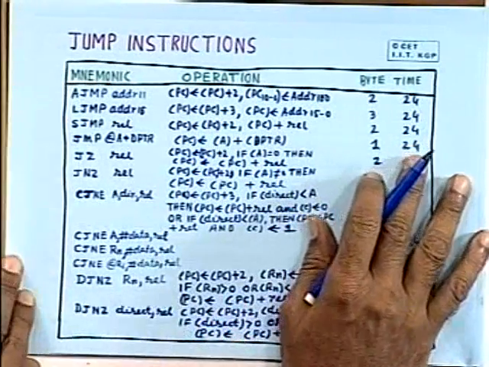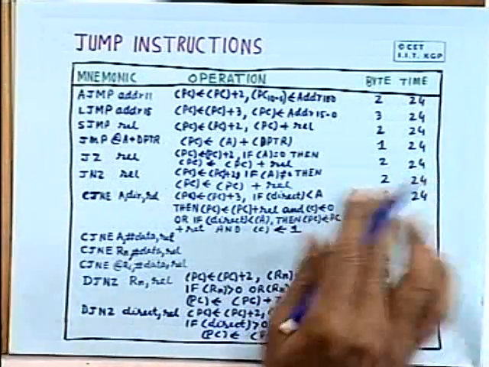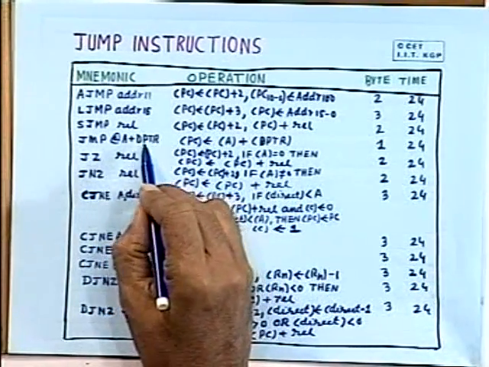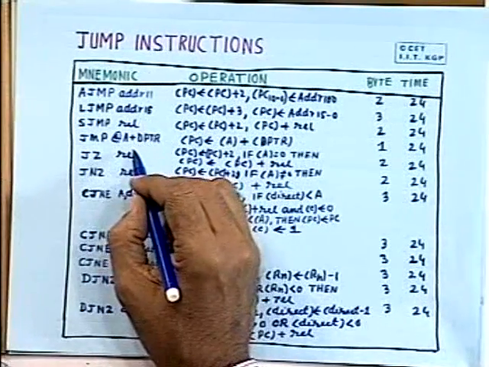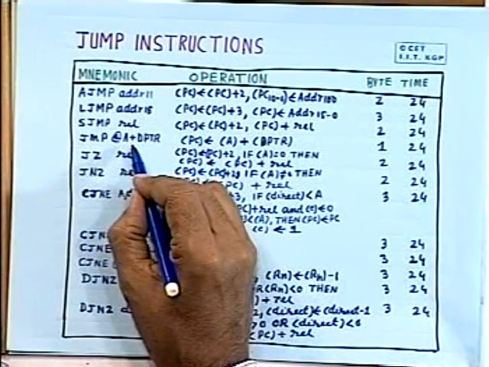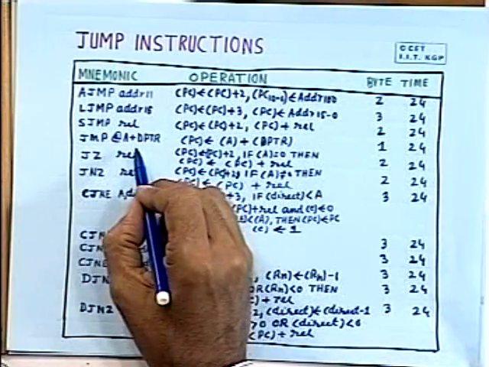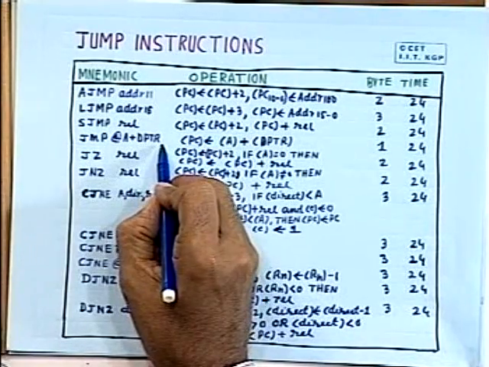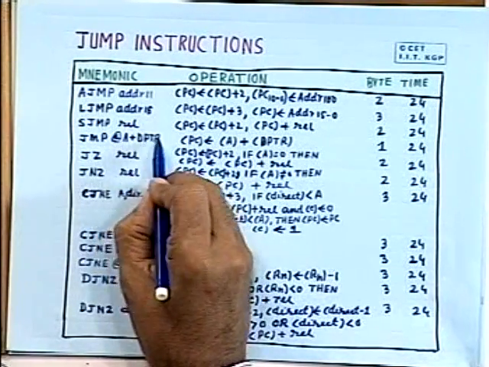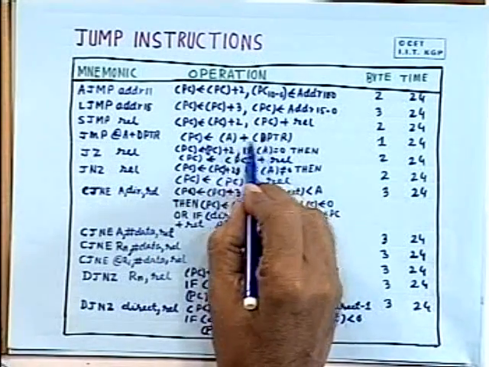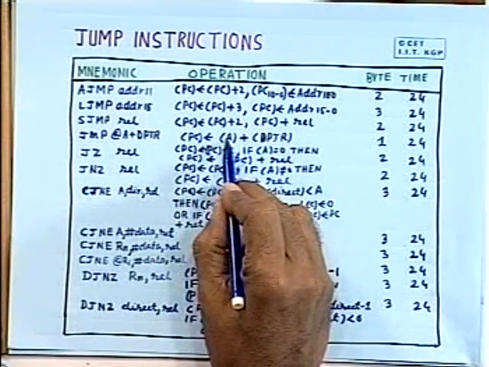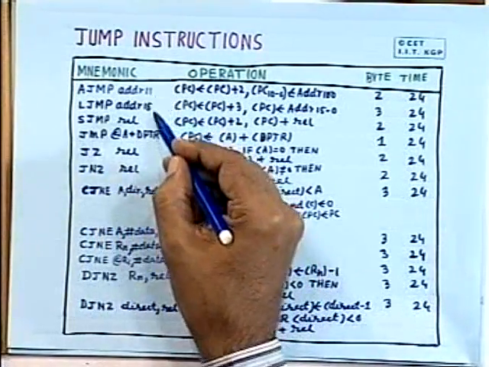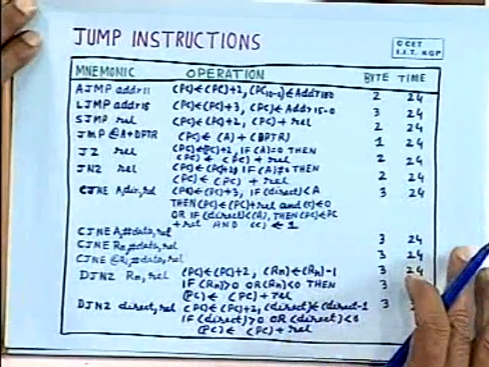Also a jump instruction is available where, instead of the program counter, you can use the data pointer, and the other data comes from the register A. Here you can use the base register plus index register indirect addressing to provide the jump address, and the contents of the data pointer and accumulator are loaded into the program counter. These are the unconditional jump instructions.